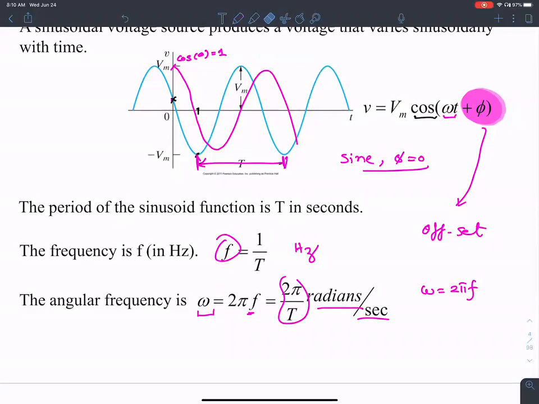The purple wave on the top represents a cosine with phase 0. If I were to shift it, offset it, then I would have a new cosine wave with a phase shift.